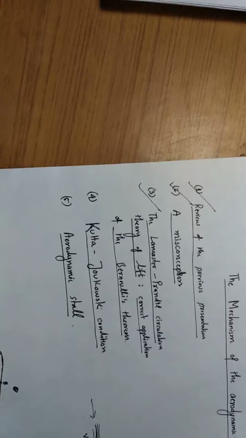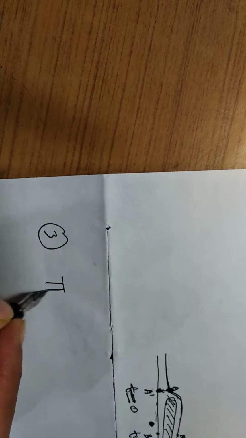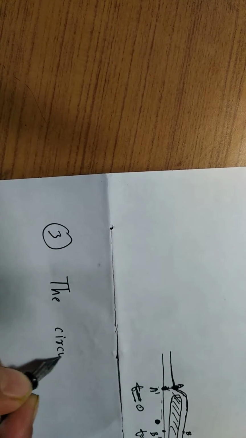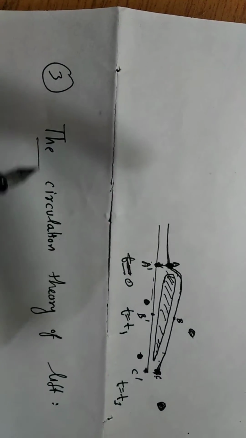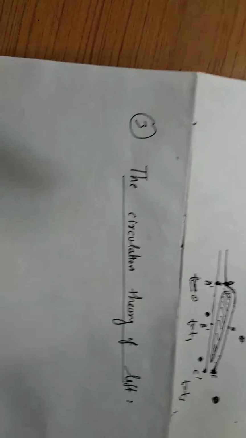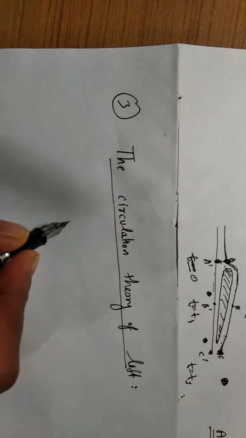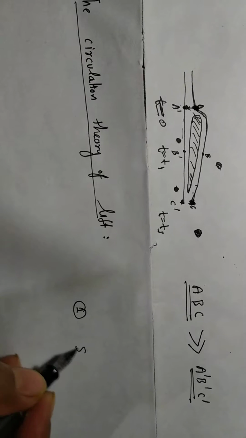So, simply called the circulation theory of lift. So what happens is the following. It is given in this way. There are two ingredients which one has to very clearly appreciate, which we have to distinguish very clearly. One is the starting condition.